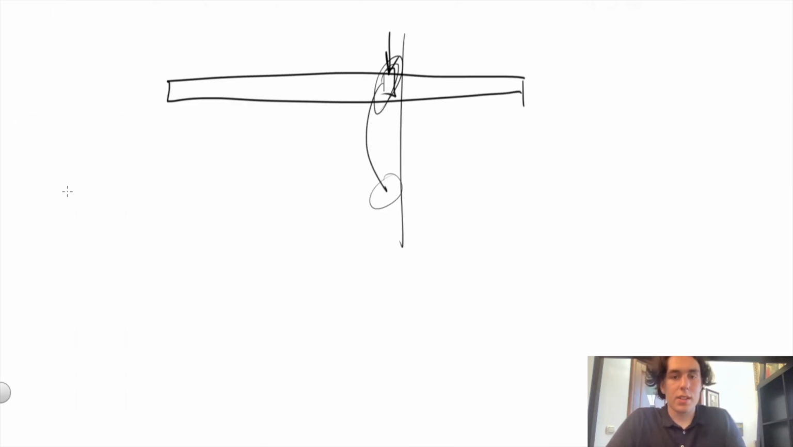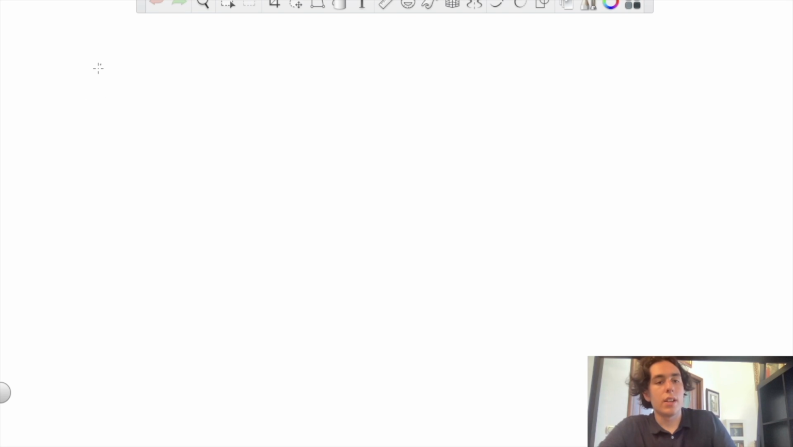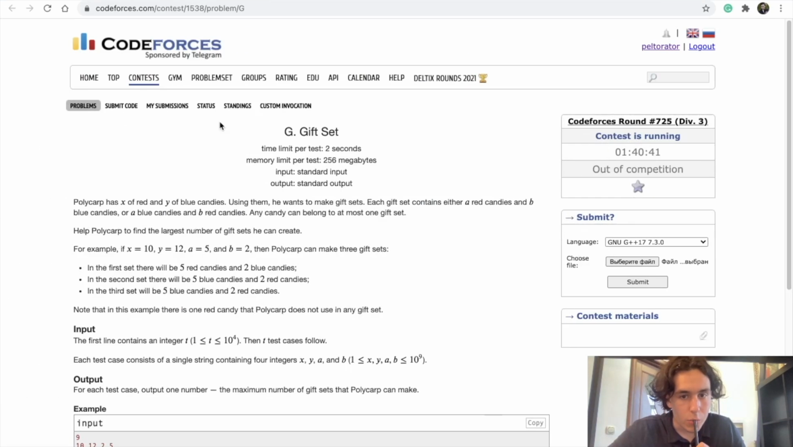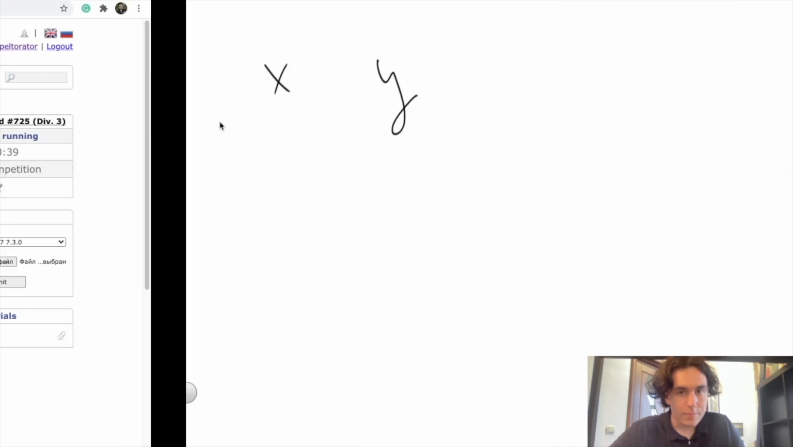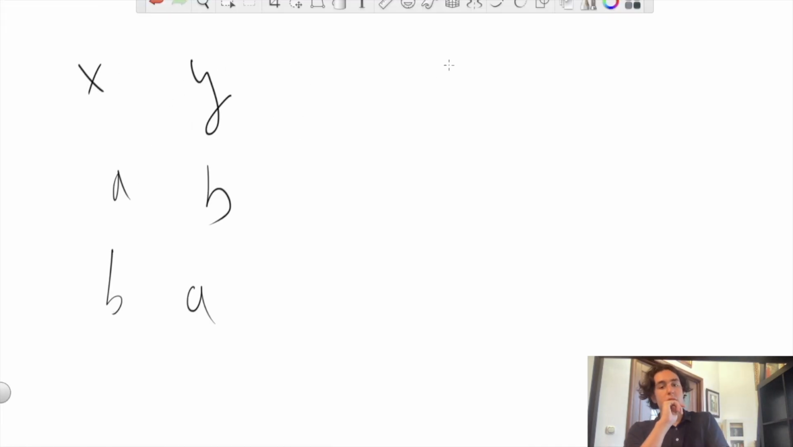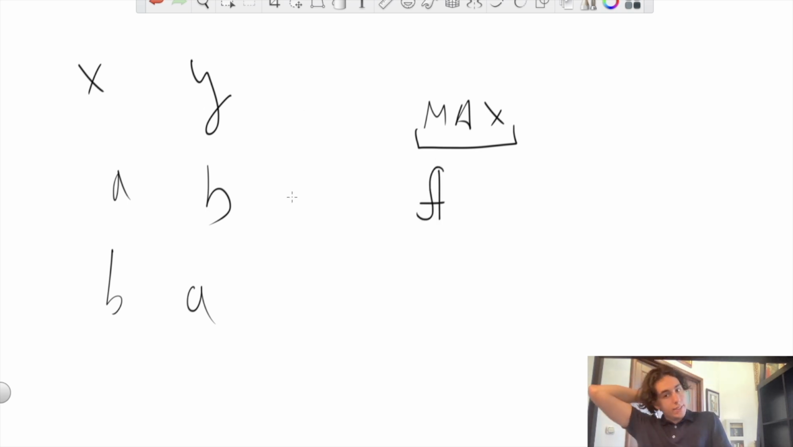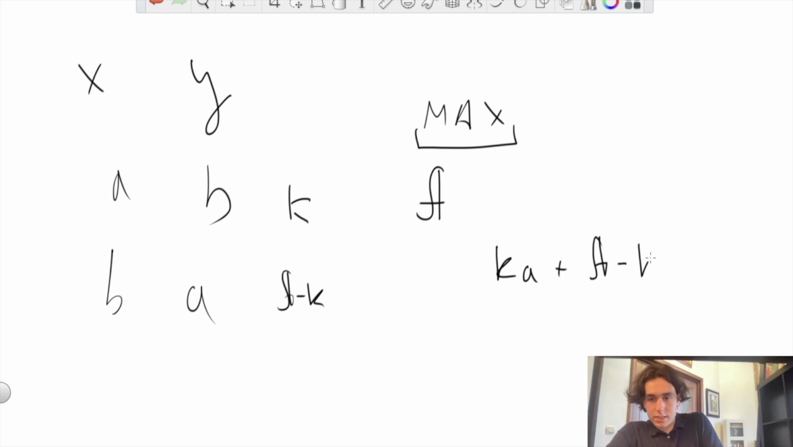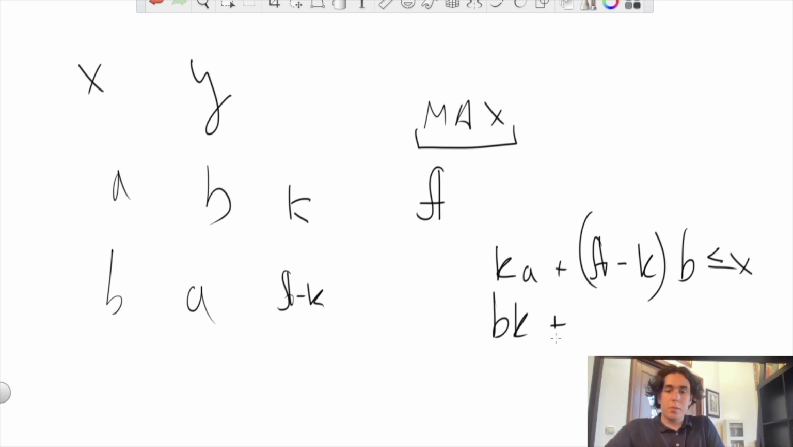So, we have X and Y, and we can take A red and B blue, or B red and A blue, and we want to find the maximum amount. First thing is to binary search the answer. The answer is M, and if we take K of these and M minus K of these, then it's KA plus (M minus K)B is no more than X, and BK plus (M minus K)A is no more than Y.